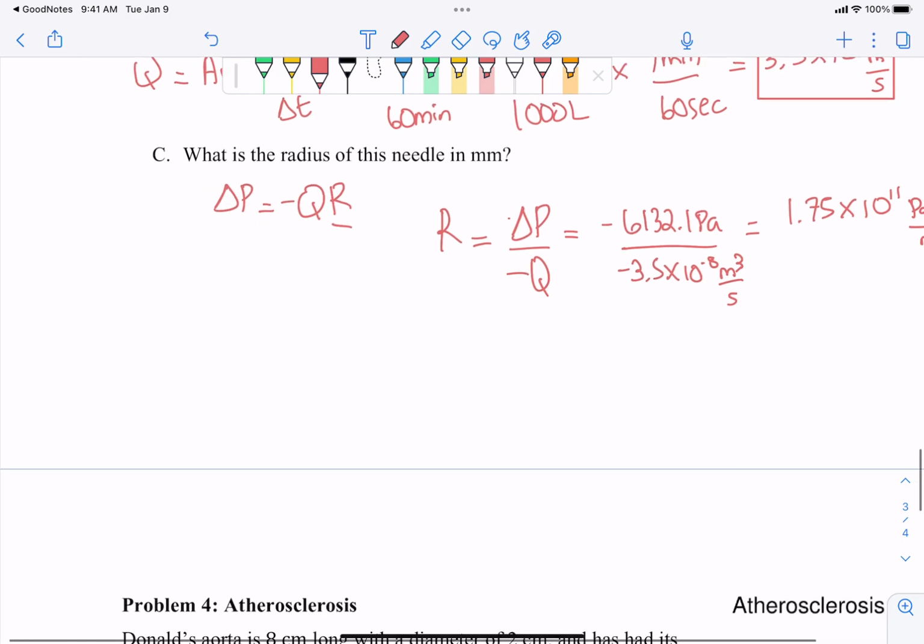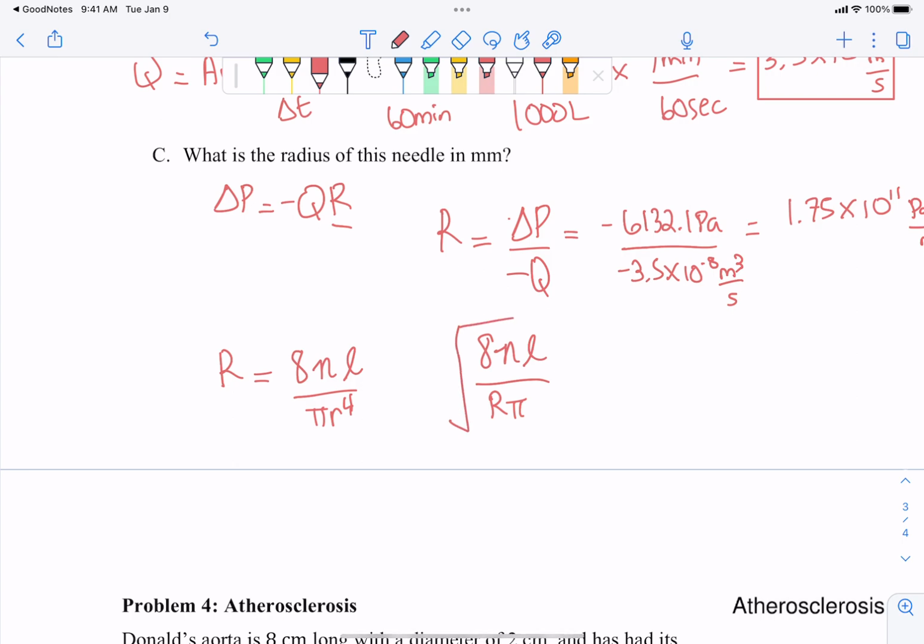Doesn't really matter because this is more of an intermediate value, because we're going to be using this to then figure out the radius, right? Because we know that the resistance is equal to 8 times the viscosity times the length over pi r to the 4th. So we can rearrange that. We can basically say 8 times viscosity times the length is equal to R times pi, and then the fourth root of that is equal to the radius. So if we just multiply it over pi r to the fourth, divide it over r, and then divide it over pi, right? And then take the fourth root.